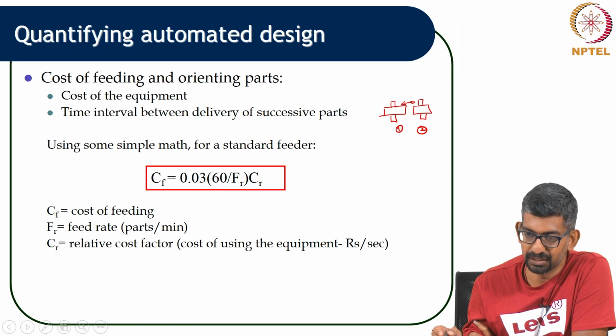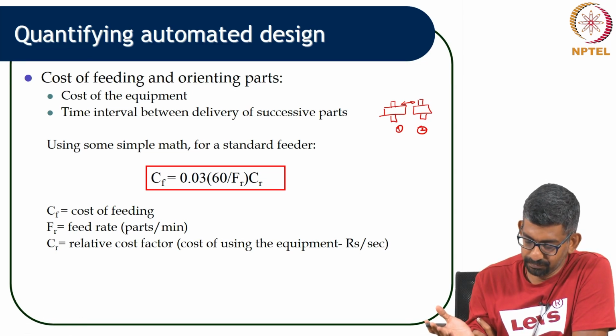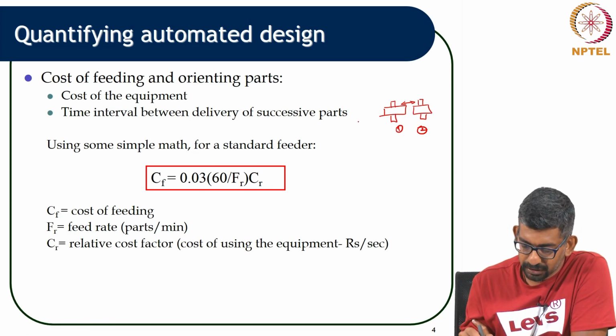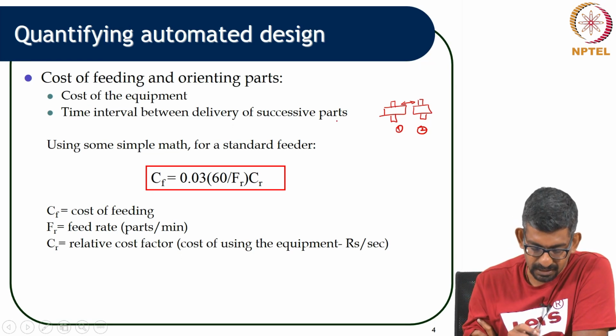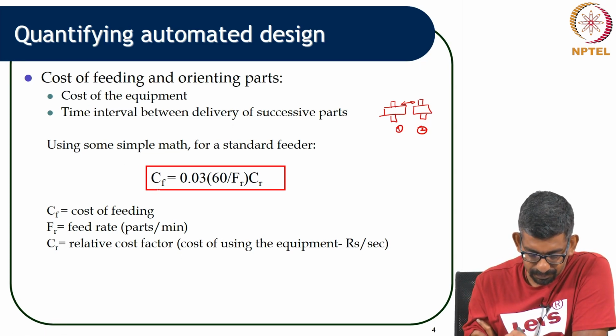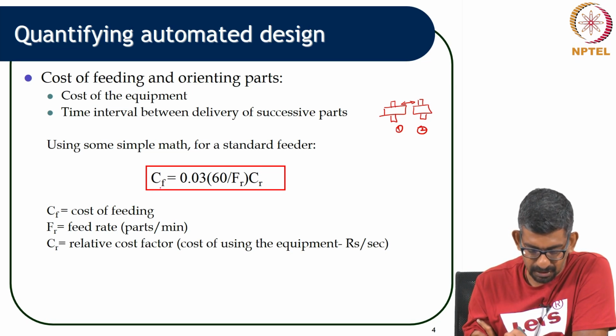So, 1, 2, 3 successively, and of course, it should be the finished assembly. Okay. So, in order to come up with a number or a formula that relates this, using some simple math, there is a relationship that is provided, that is, this is the cost of feeding. CF stands for cost of feeding.